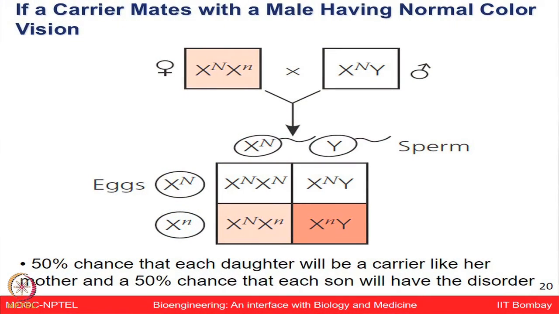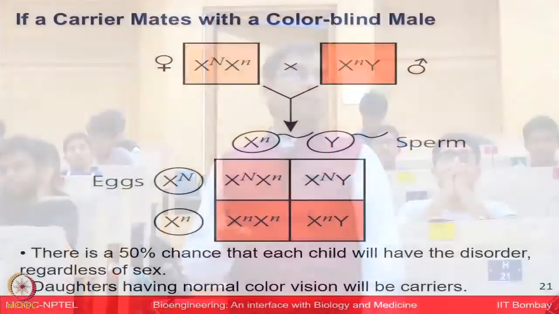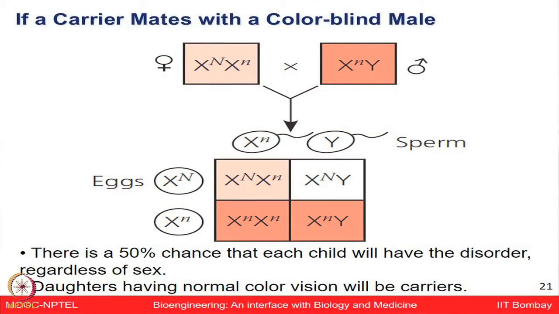Second situation, the second cross: we have the female who is a carrier and the male is normal. In this case, out of the 4 progeny, there is a probability that one of the male children will be colorblind and one of the females will be a carrier. Now let's think about the third situation, when we have a colorblind father and the mother is a carrier. In this situation, you have 50% of children who are going to be colorblind and 25% of them will be carriers.